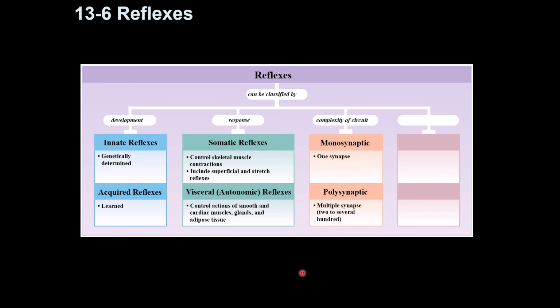And how many neurons are there? If there are two neurons, it's only one synapse, and that's called monosynaptic. Or if there are more than two neurons, that's called polysynaptic. And monosynaptic ones are a lot faster than polysynaptic ones. And based on the location where the information is processed, one is called spinal reflexes because they are located in the spinal cord, and the other one is cranial reflexes, which are processed in the brain.